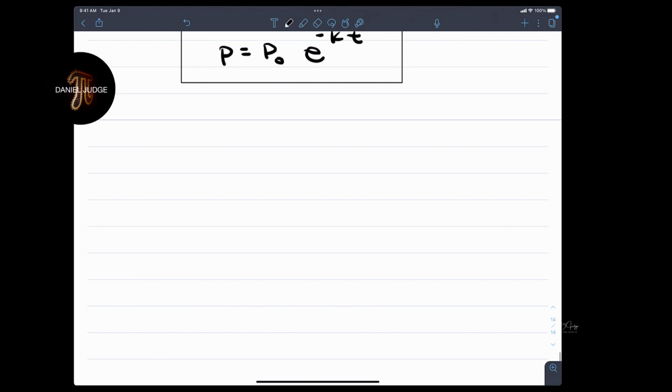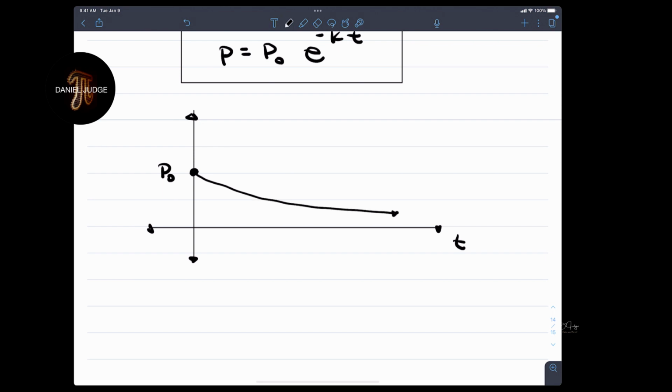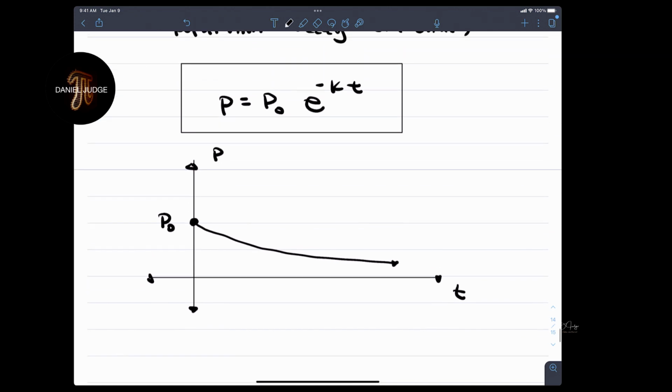So generally speaking, if I draw a general picture as opposed to a particular picture like the last example, you can have an initial population, P naught here. Time again is positive. It will now do the reverse. It'll decay forever. And that's your population decay. So it's kind of similar.